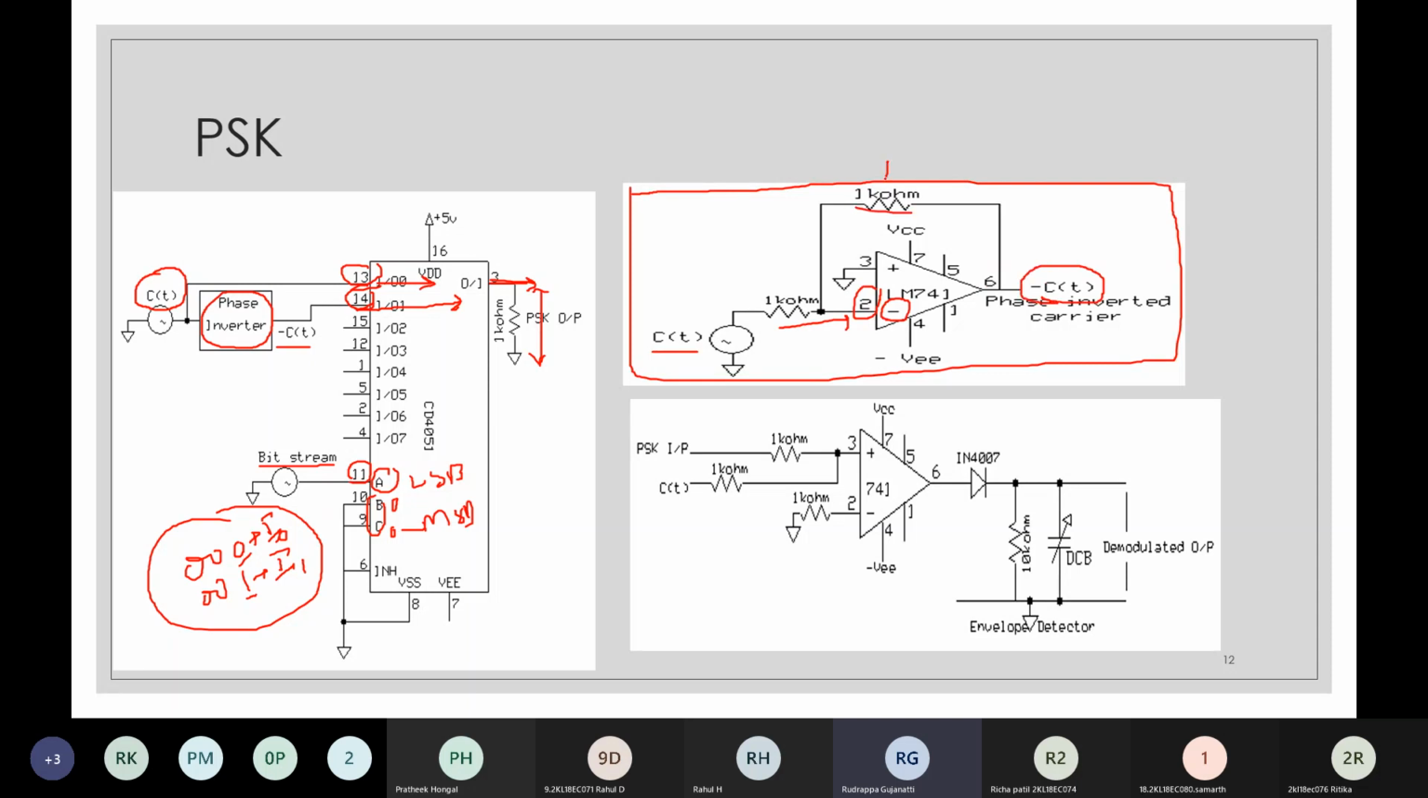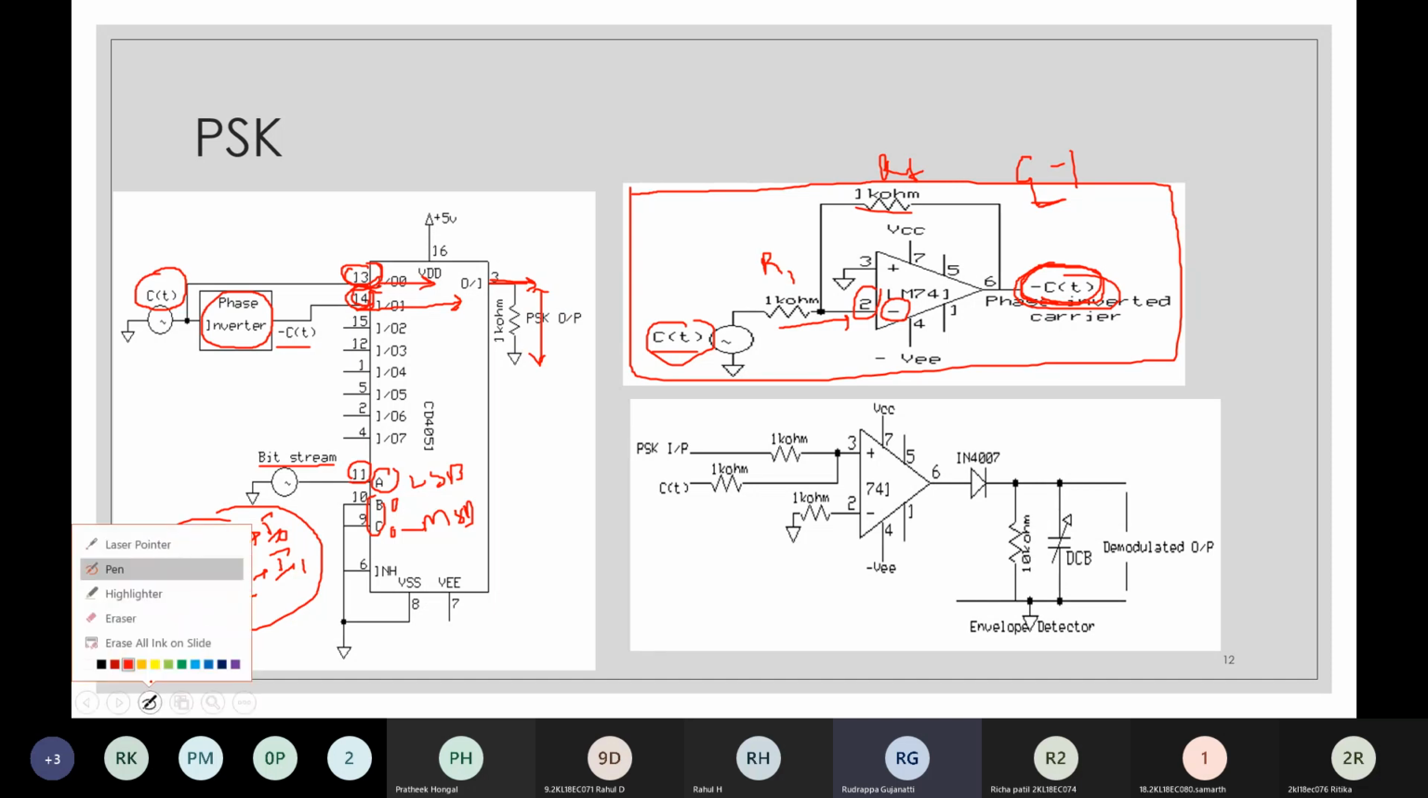And here you can see that RF, that is the feedback resistance, is 1 kilo ohm and R1 is 1 kilo ohm. So therefore what happens is gain of this amplifier is 1. So therefore you are not changing the amplitude parameter of this inverted carrier. So you are using carrier at pin number 3 over here and minus C of T, that is the inverted version, at pin number 14. And after applying these, you are able to obtain the PSK output.